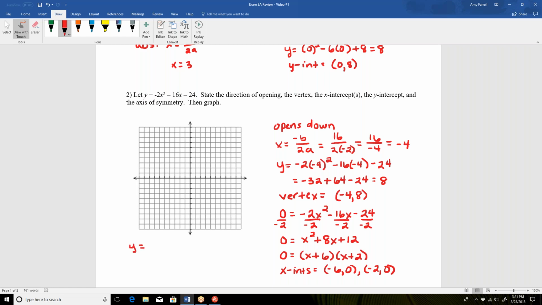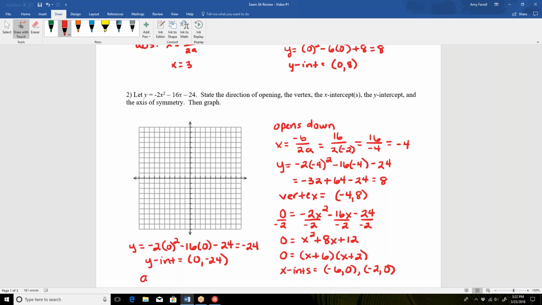To find my y-intercept, I substitute 0 for x. Make sure you substitute it back into the original equation. When I set y to 0, I was able to divide through by -2. But when I'm going for my y-intercept, I do want to make sure I plug 0 into the original function. And so I'm just going to get -24. So y equals -24. So the y-intercept would be 0, -24.